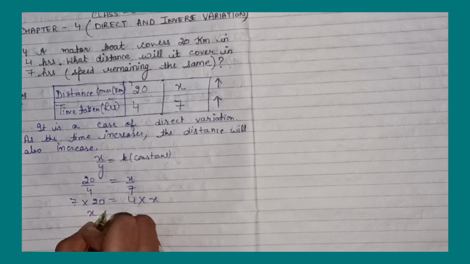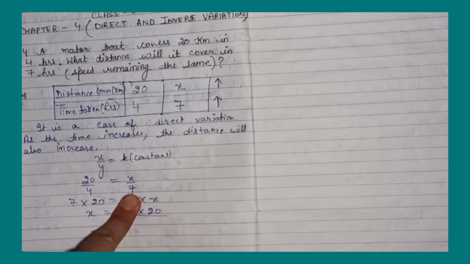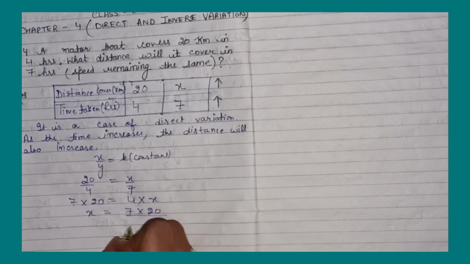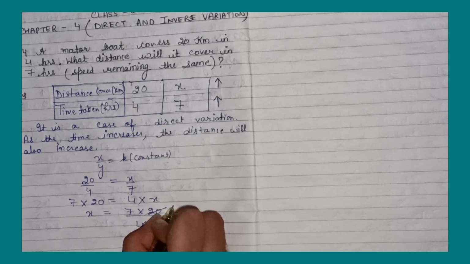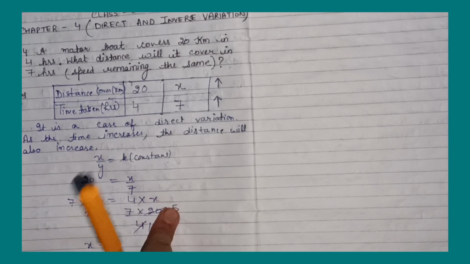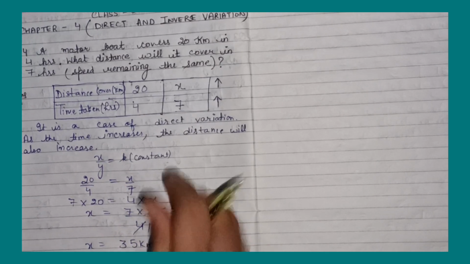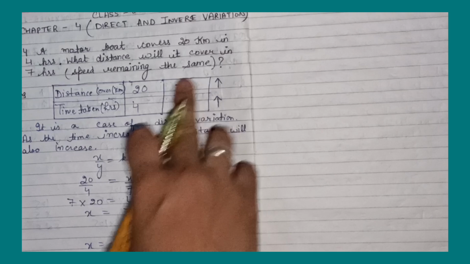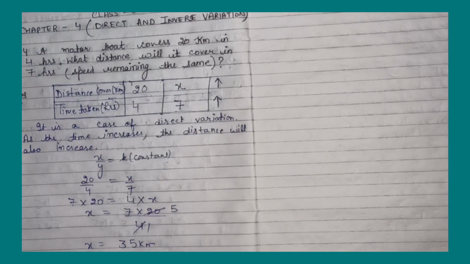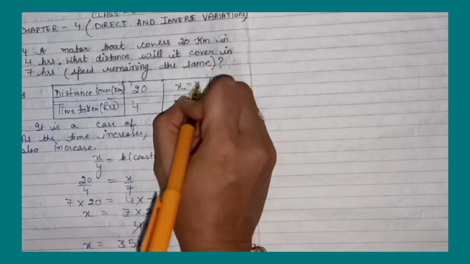I write x is equal to 7 multiplied by 20 upon 4. Now 4 becomes the divisor. 4 1s are 4, 4 5s are 20, so x is equal to 7 multiplied by 5, which is 35 kilometers. So in 7 hours the motorboat covers 35 kilometers. 35 kilometers is our answer, so I also write here x is equal to 35 kilometers.